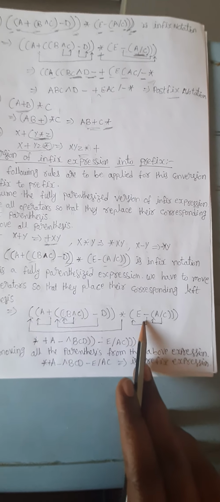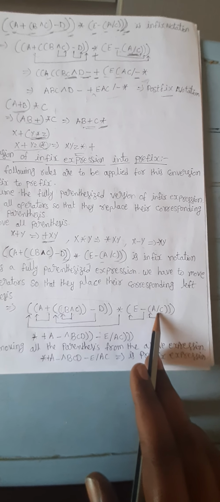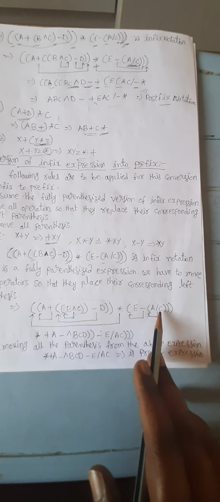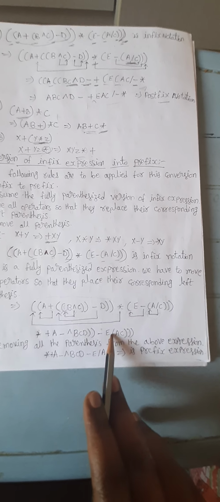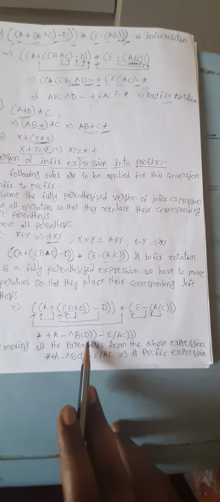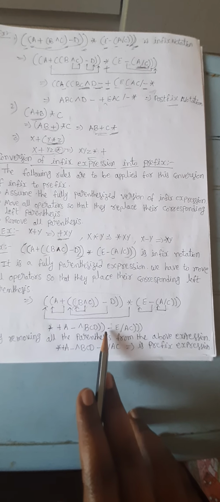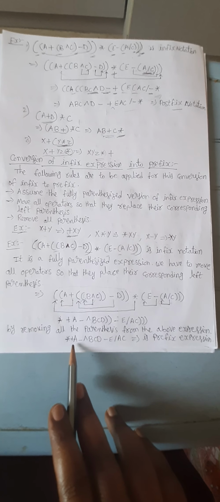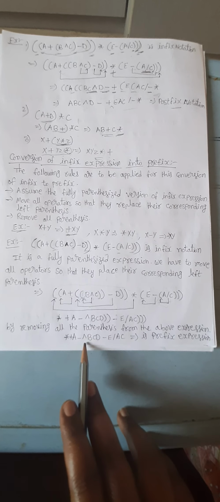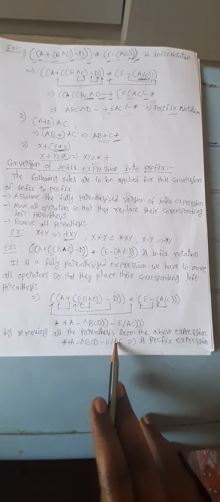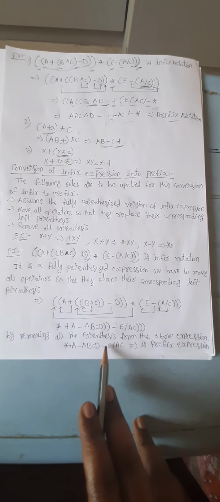Again see here, this is another expression in this fully parenthesized expression. Here e minus a divided by c, this divided by symbol will be moved to the front, and this is division AC, and this minus will be moved here, minus E divided by AC. And now what we have to do, after converting into the prefix, is remove the parentheses. After removing the parentheses, the expression will become multiplication plus A minus exponent BC minus E division AC. And this is the conversion to the prefix expression.